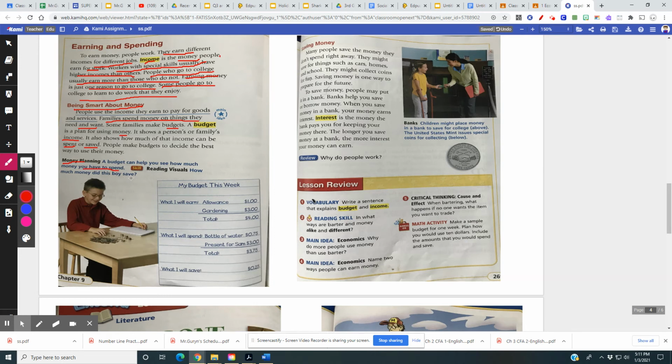How much money does this boy spend? Okay, so here is the boy, and here's what he earns. So he gets an allowance, and he earns a dollar for the allowance. He does gardening work for $3. So his total income is $4. Now, he's going to be spending some money. So if you look here, to buy a bottle of water, he spends 75 cents. Then he buys a present for Sam for $3. So the total amount of money he spends is $3.75, which leaves him 25 cents left to save. This is what a budget is.